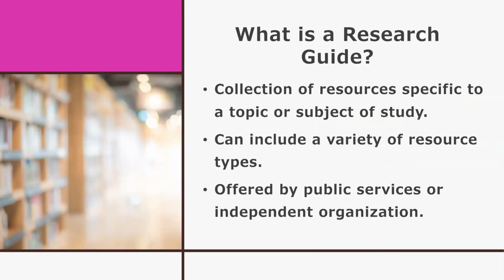The base definition of a research guide is a curated collection of information resources that are tailored to a topic or a subject. They can include a variety of different resource types, from books to journal articles, digital or internet-based resources. They're generally offered through public services such as libraries, although independent organizations or private organizations can also curate research guides for their own uses. They're pretty flexible in that area.